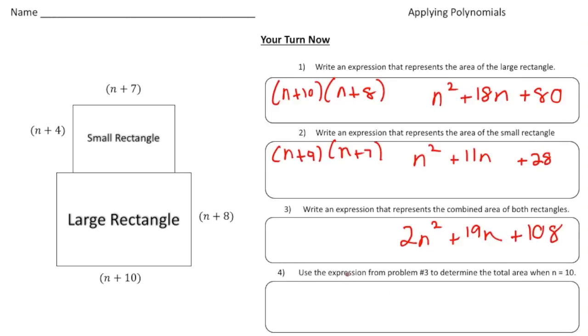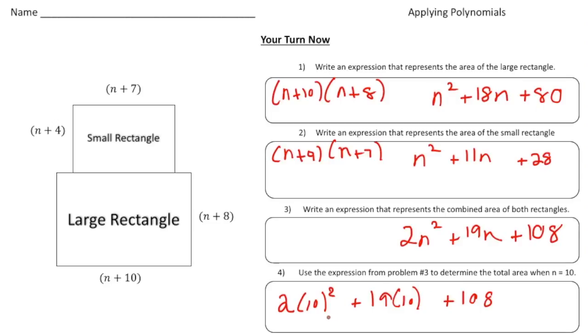And the last part, it says, use the expression from problem number 3 to determine the total area when n equals 10. All right, so I'm going to substitute a 10 in for every n here. So it's going to be 2 times 10 squared plus 19n, or times 10, and then plus 108.